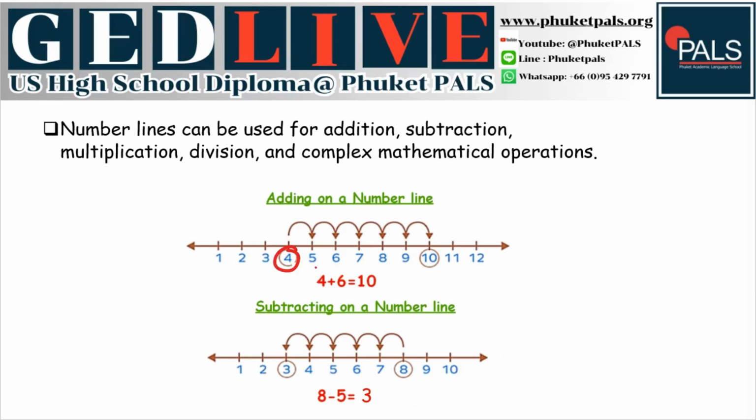So I'm going to add 6 digits. Let's see, 1, 2, 3, 4, 5, 6. So the 6th digit is 10. So 4 plus 6 is equal to 10.